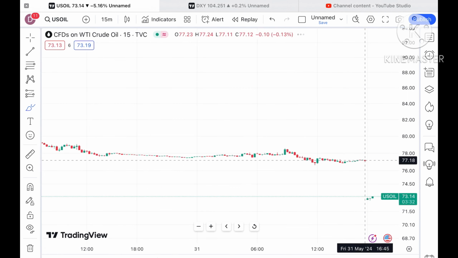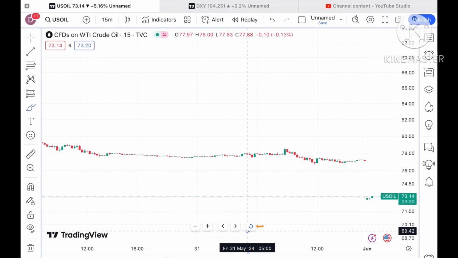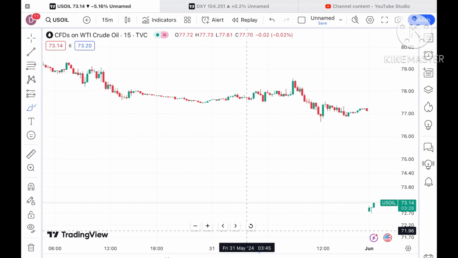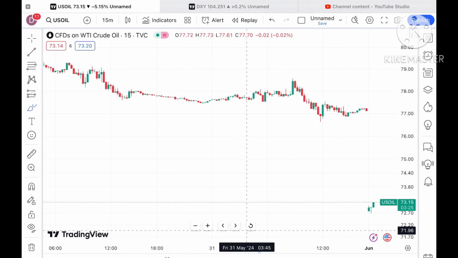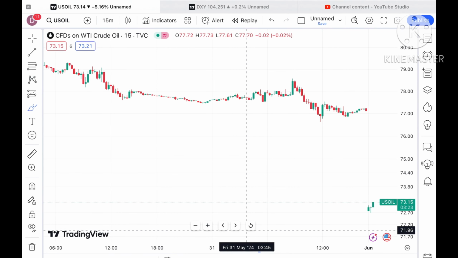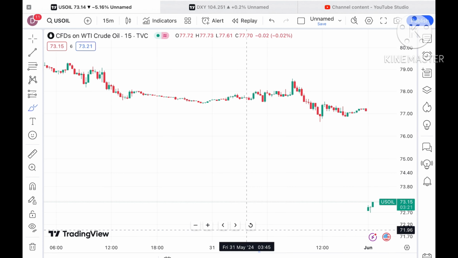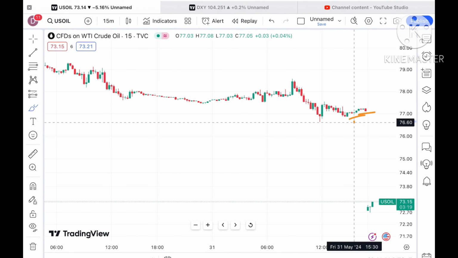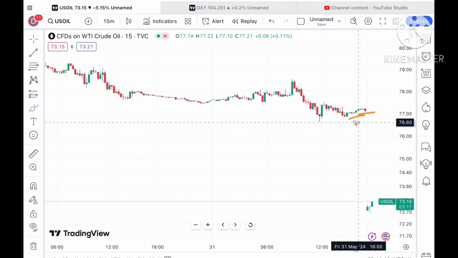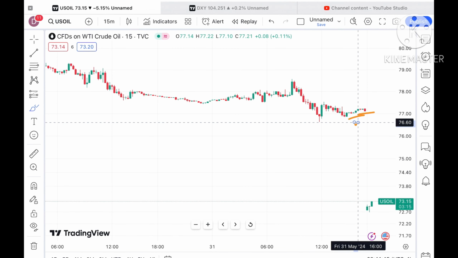Looking at the 15-minute chart, you will understand clearly how the price was moving. If you look at this trend, the probability is higher that if the price keeps moving above this level, we can see a further upside movement and a probability of filling this gap. So chances can be high.